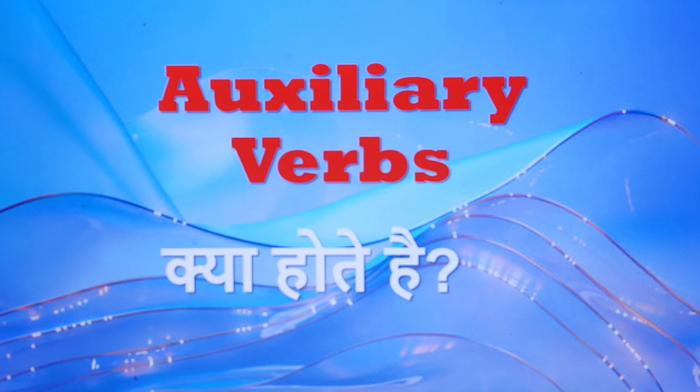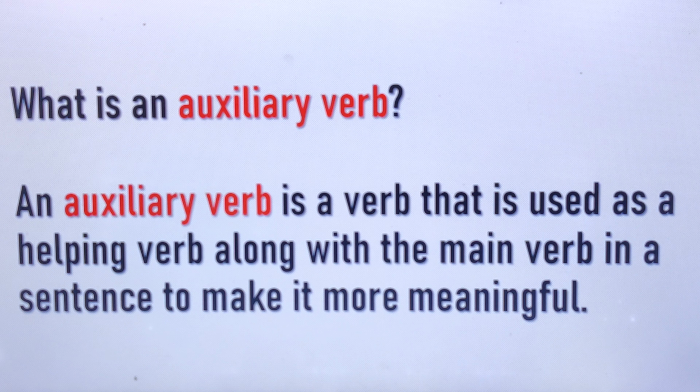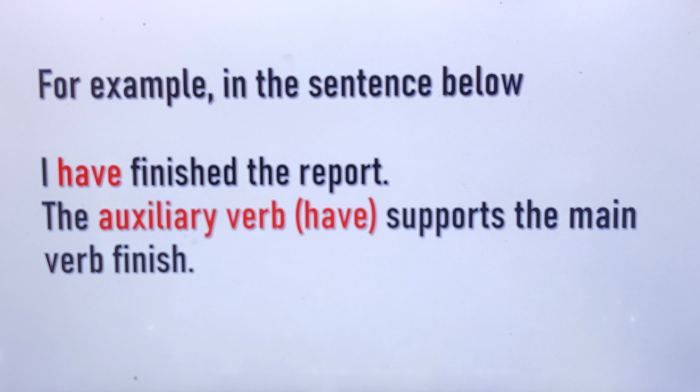Our topic is auxiliary verbs. What is an auxiliary verb? An auxiliary verb is a verb that is used as a helping verb along with the main verb in a sentence to make it more meaningful. For example, in the sentence below, "I have finished the report," the auxiliary verb "have" supports the main verb "finish."